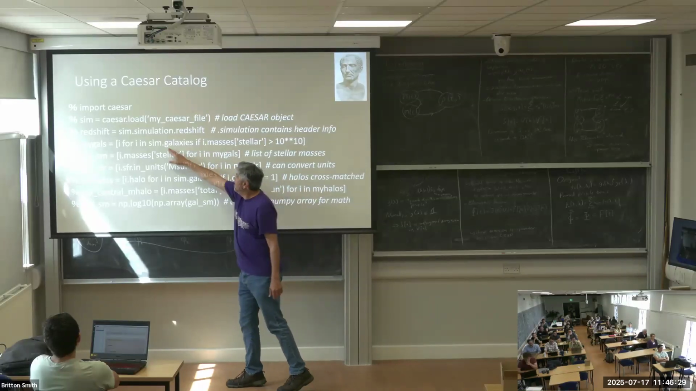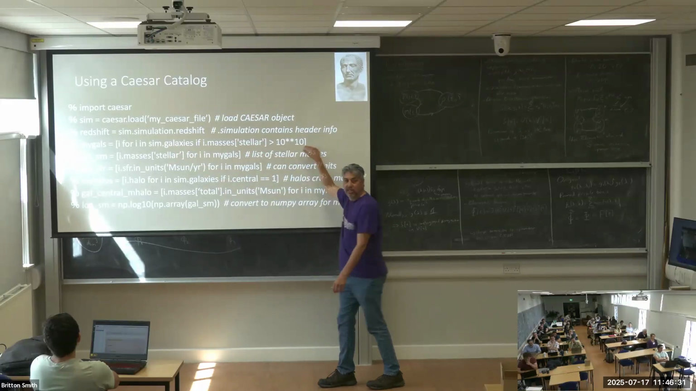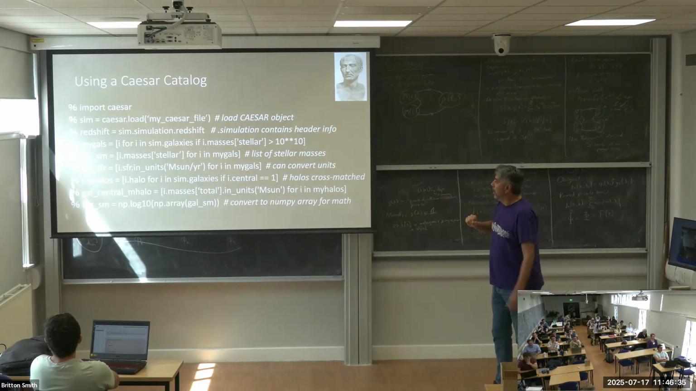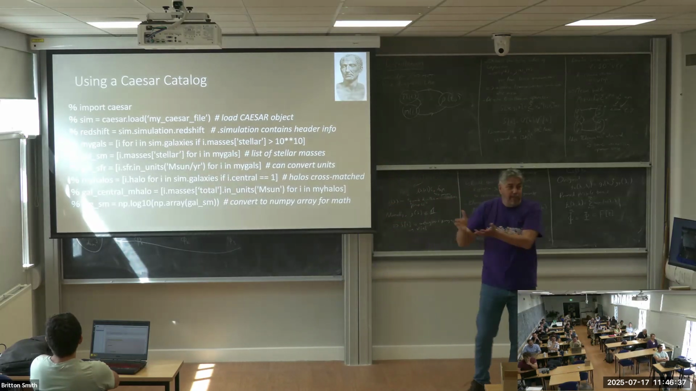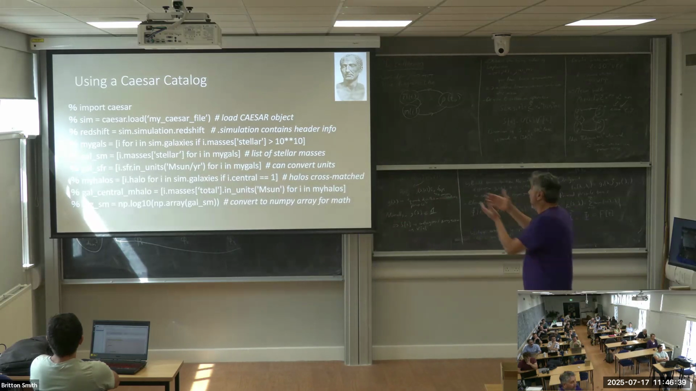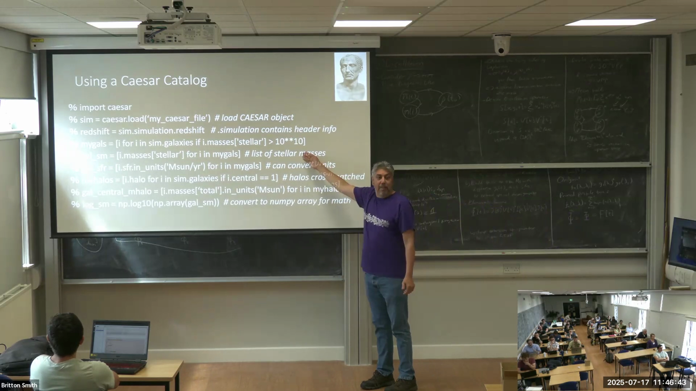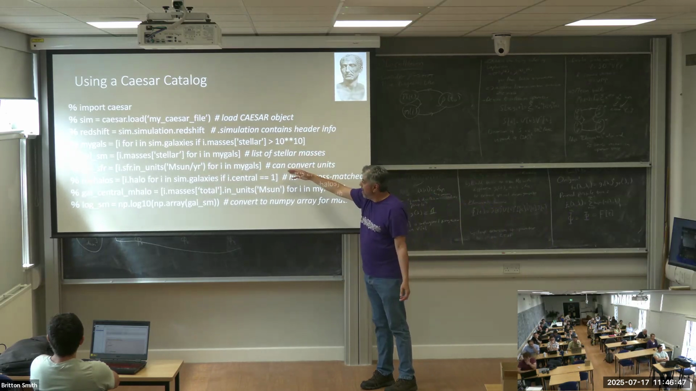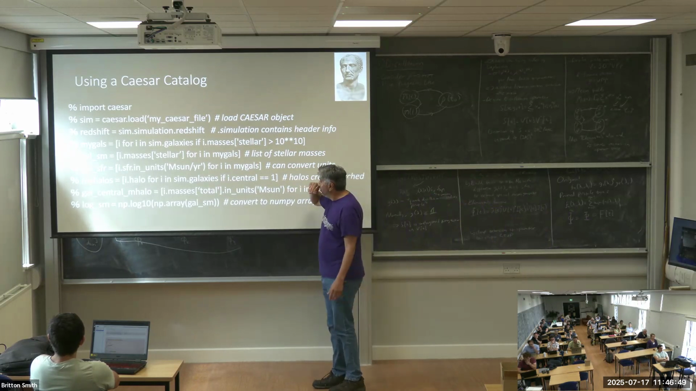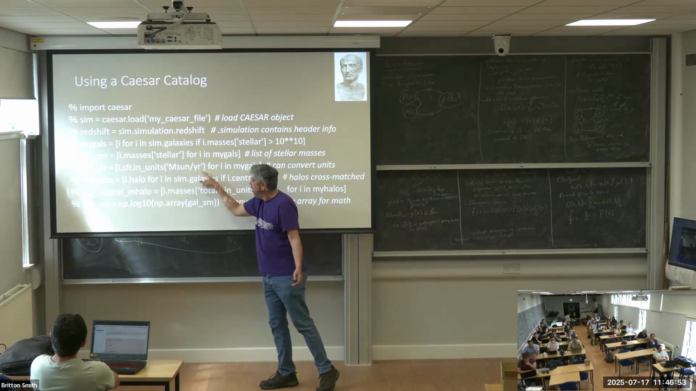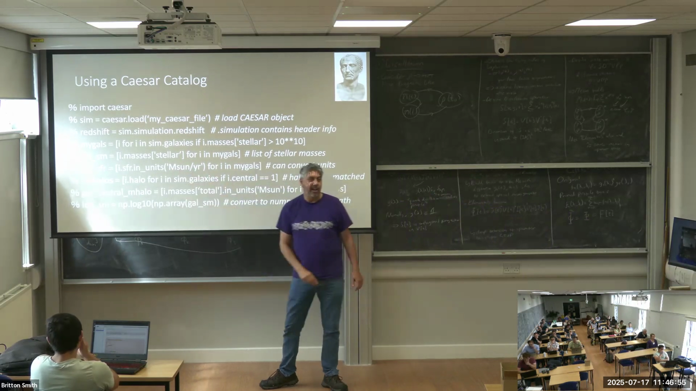So you say, give me all the galaxies with stellar masses greater than 10 to the 10. Right, so now you have an array of galaxy objects which satisfy this criterion. Then I can say, okay, give me the stellar masses for these objects. Okay, so now I have an array for that.